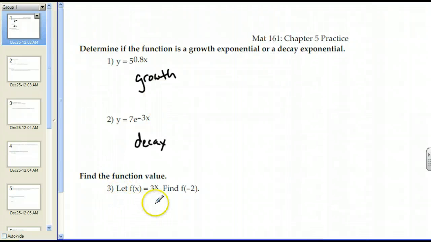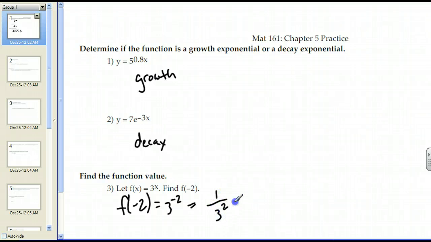Alright, question number 3, find the function value. This is just, do you understand function notation still? That's a big recurring theme in pre-cal and in college algebra, do you understand what you're being asked to do? So we're just replacing this x with negative 2. Then using properties of exponents, that's 1 over 3 to the positive 2. And then 3 squared is 9. So our answer is a 9th here.